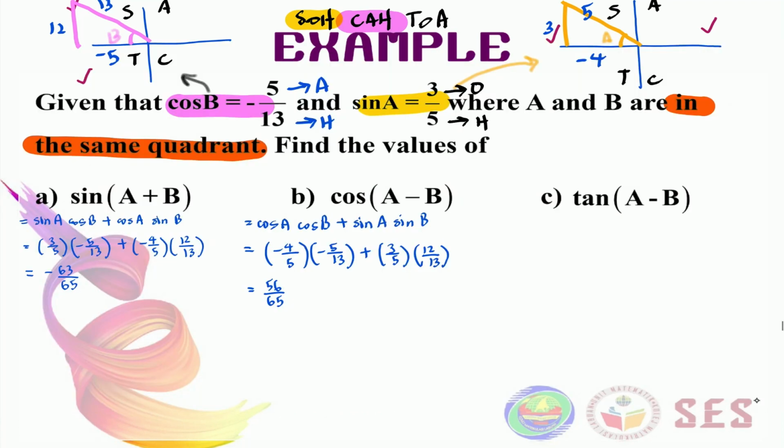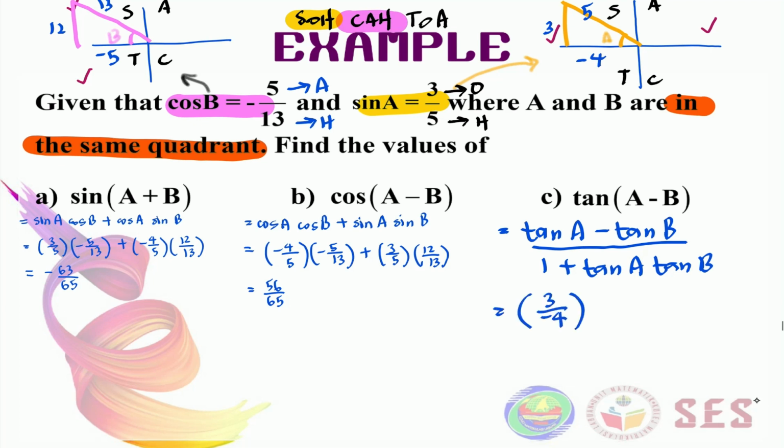All done? So, we are going to use compound angle formula here. Tan A minus tan B divided by 1 plus tan A multiplied by tan B. Now, we are going to find the value using the triangle that we've sketched earlier. So, tan A, let's look at the triangle for A. So tan is opposite divided by its adjacent. So tan A is equal to 3 over minus 4 minus, for tan B, again opposite divided by its adjacent.